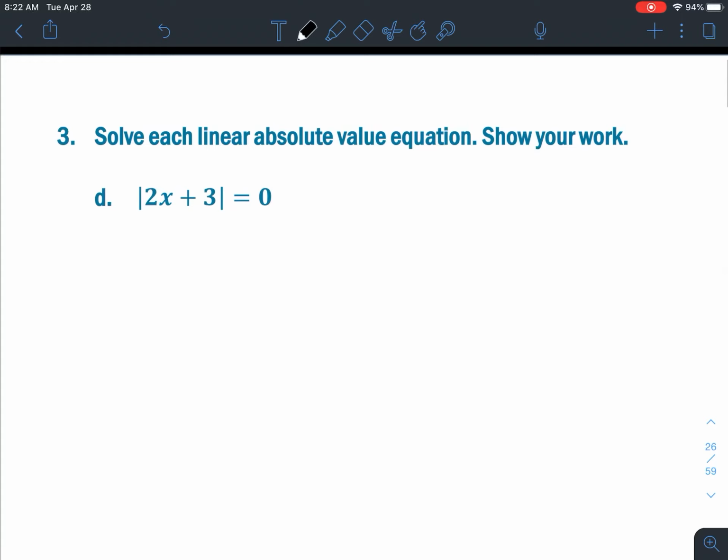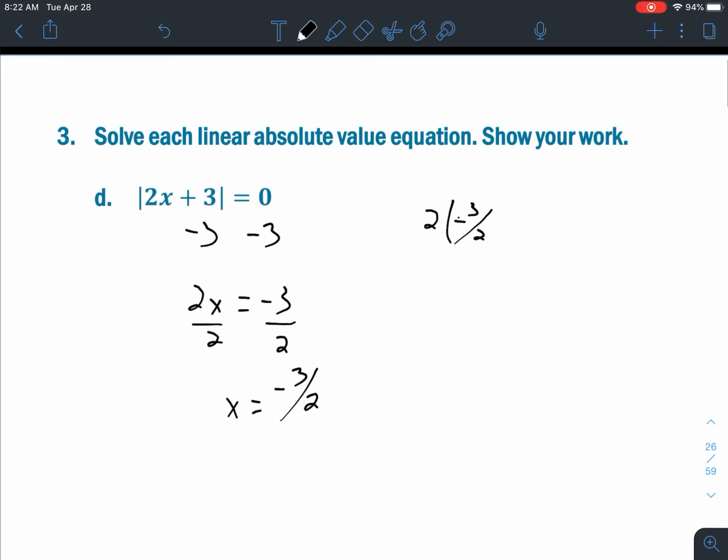Alright, so if we look at D, we minus 3 on each side. 2x is equal to negative 3. Divide by 2 gives us x is equal to negative 3 over 2. So let's try that. So 2 times negative 3 over 2 plus 3.